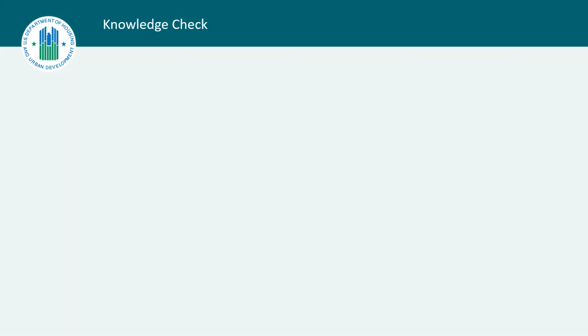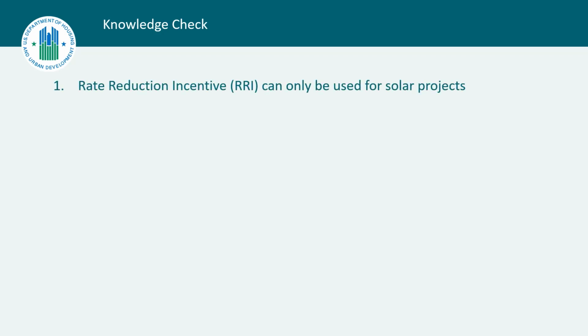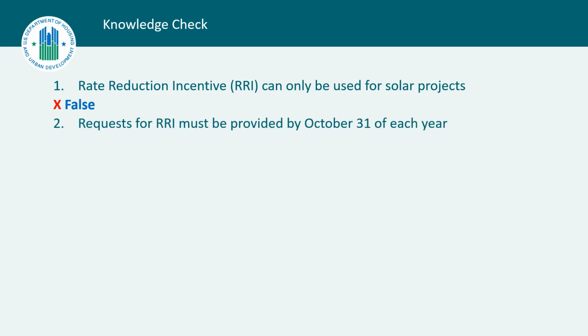Let's do a brief knowledge check on the information just presented. Number 1, rate reduction incentive, RRI, can only be used for solar projects. This is false, as we've just learned that RRI can be used for a variety of projects. Number 2, requests for RRI must be provided by October 31 of each year. This is false. The due date is August 30.